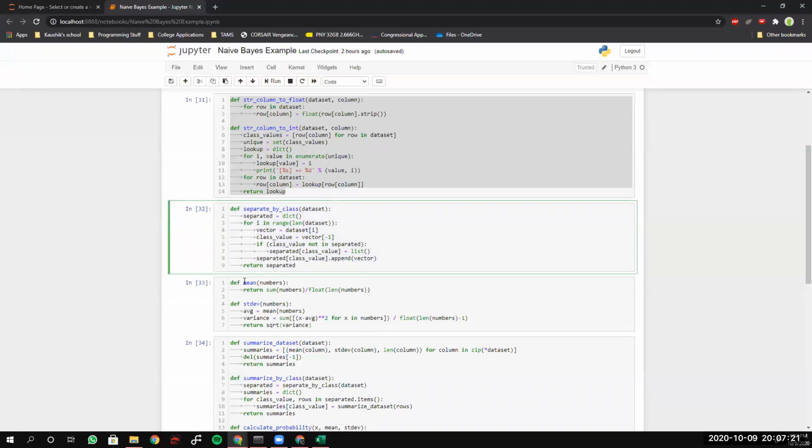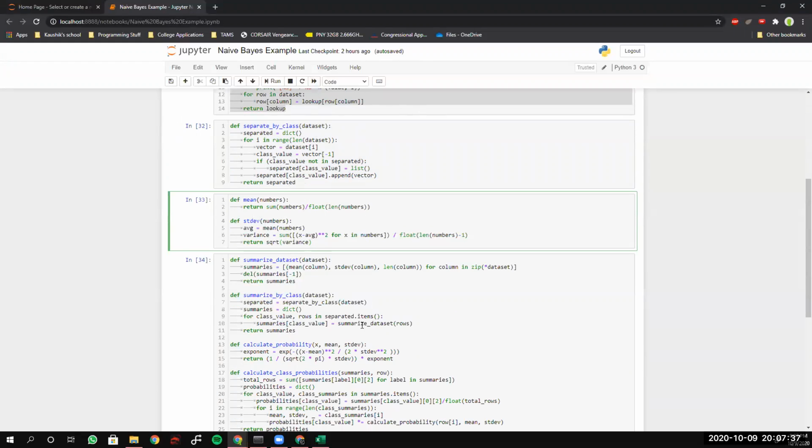So it'll have three separate entries, and within each entry you'll have basically a list of all the rows, like a multi-dimensional array there. And then, actually, I'll go over the process later once we go through everything, but these two other functions right here, the mean and the standard deviation, are pretty self-explanatory.